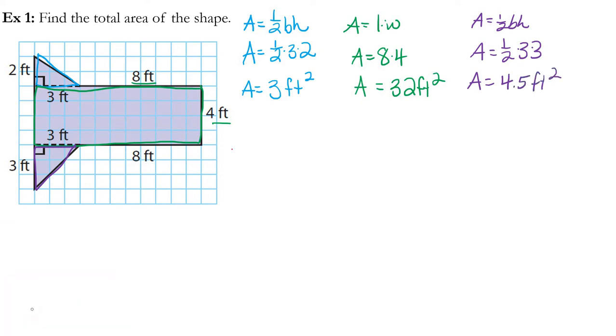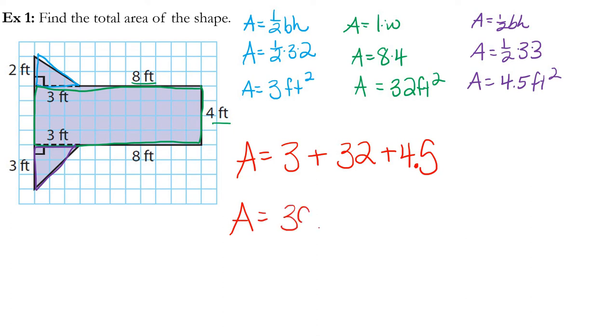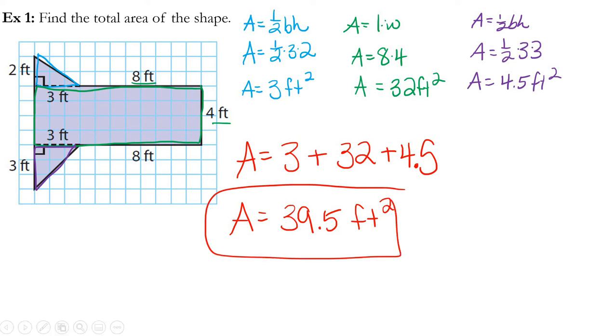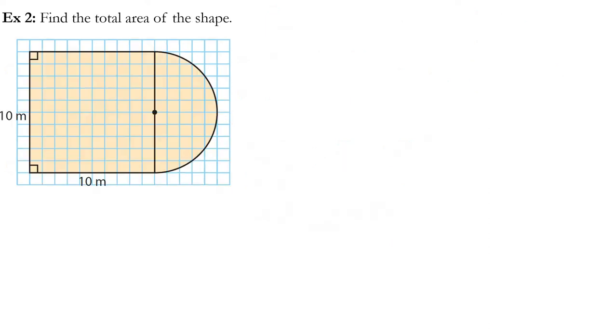Okay, so our composite area, or the total area of the whole entire shape, is when we add those numbers up together. So 3 plus 32 plus 4.5. That is 39.5 feet squared. So that's number one. Just finding those multiple different shapes and then adding it all together.